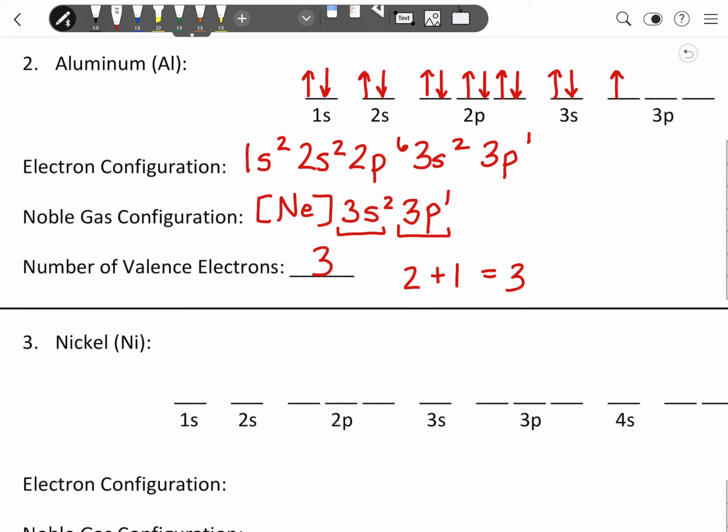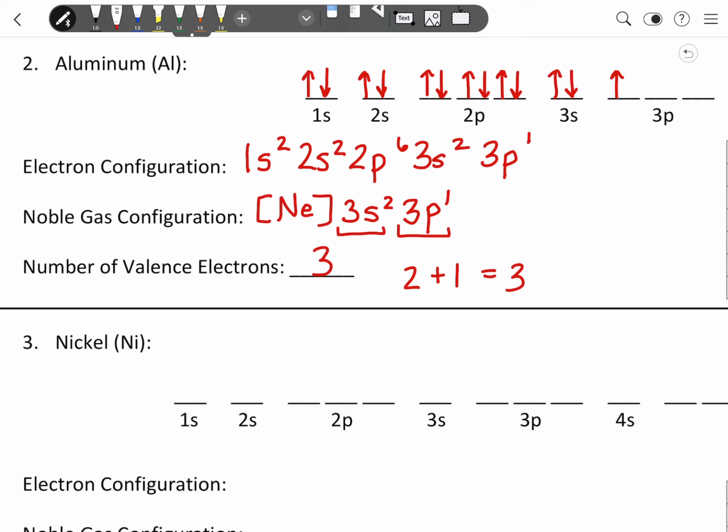Wait, why are you adding them? Because they're both the highest energy level. They both have 3. Because I have S and P now, I add them together. You base that off the noble gas configuration. And if you think about it, the boron family, Group 3A, has 3 valence electrons. That's how I know I did it right.